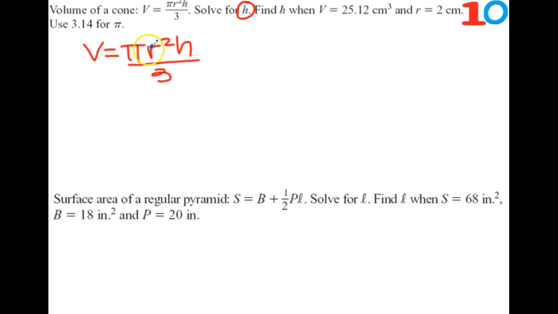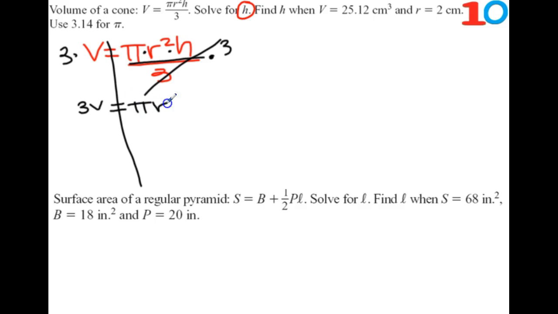These are all multiplied here because they're touching. First, if I want h by itself, this big long division here, the opposite of division would be multiplying. If I multiply by 3 on both sides, I get rid of that 3. So I have 3V equals pi r squared h. And we want h all by itself. The opposite of multiplying would be dividing.